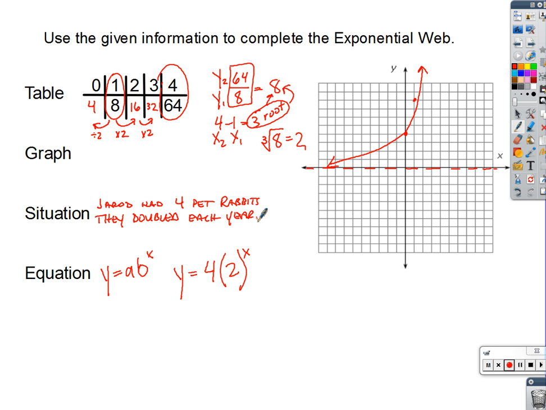So Jared has lots of rabbits. There we go. Mainly because he's a magician and he needs them to pull them out of his hat.